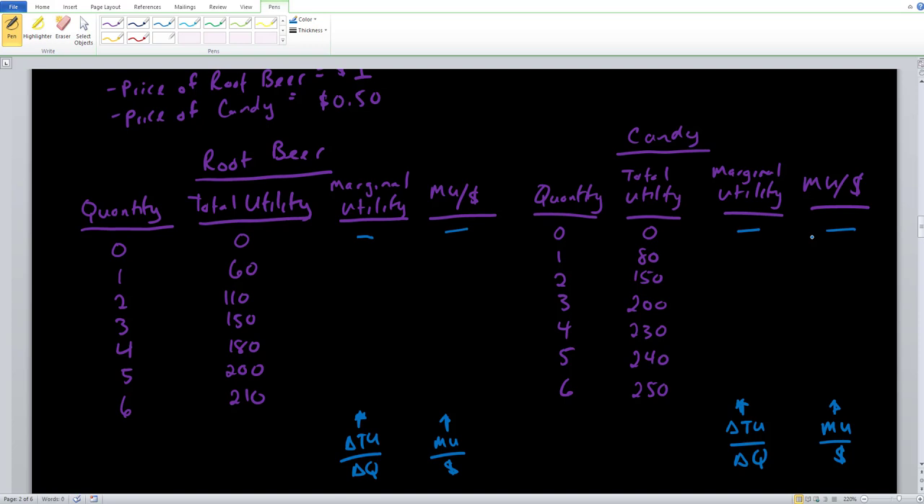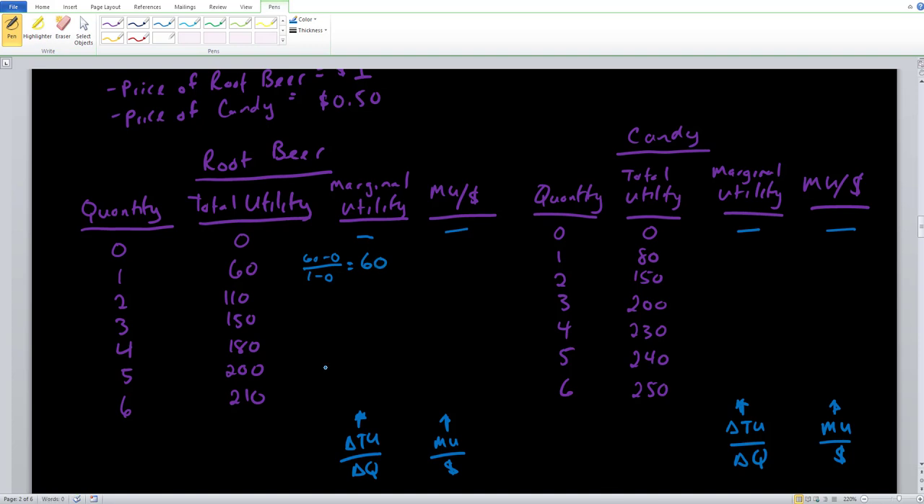It's not available. So here we can find the marginal utility as we go from 0 units of root beer to the first unit of root beer. What's the change in our total utility? It's going to be 60 minus 0. And what's the change in our quantity? It's 1 minus 0. Simplify that out, our marginal utility is equal to 60.